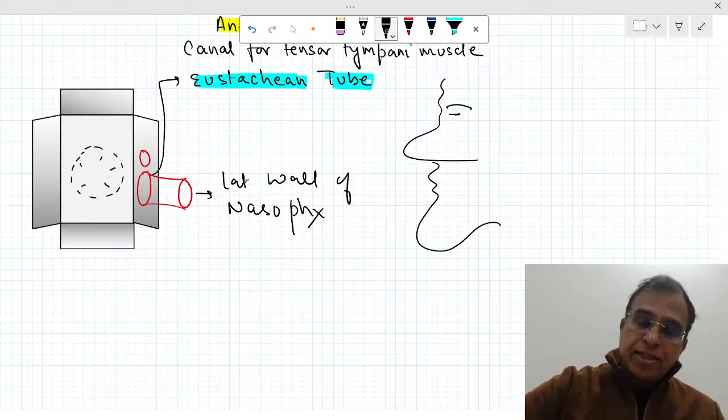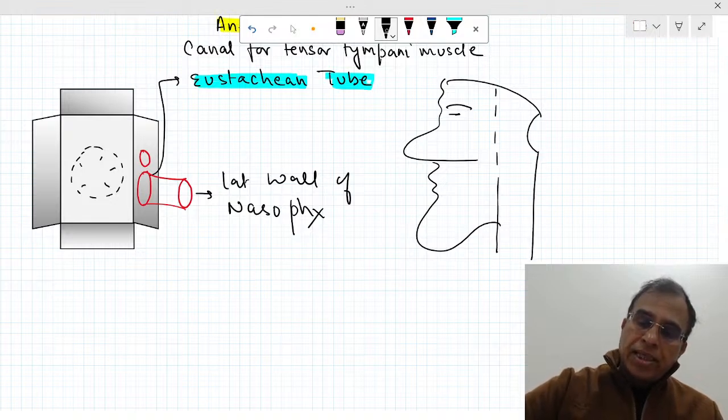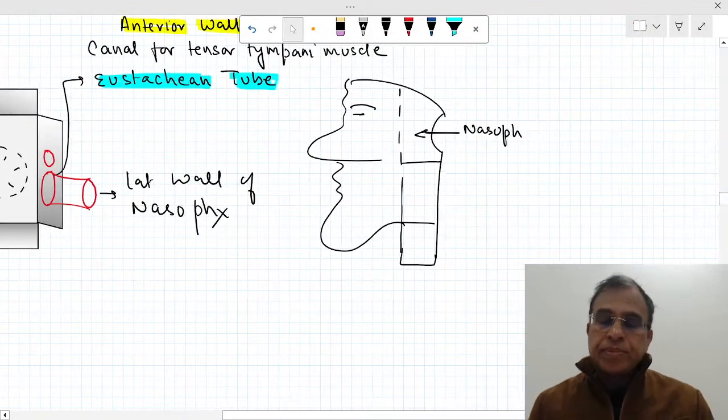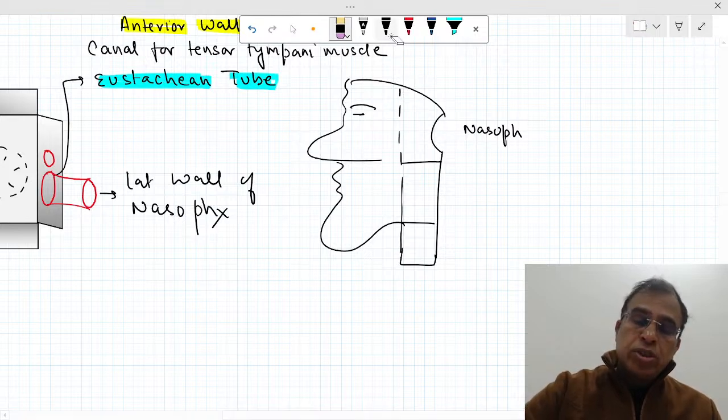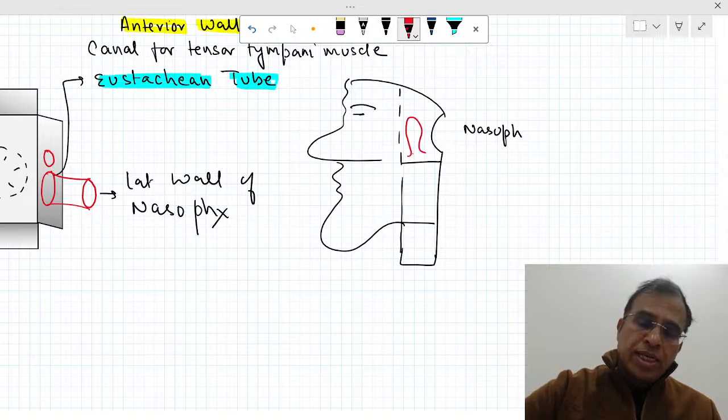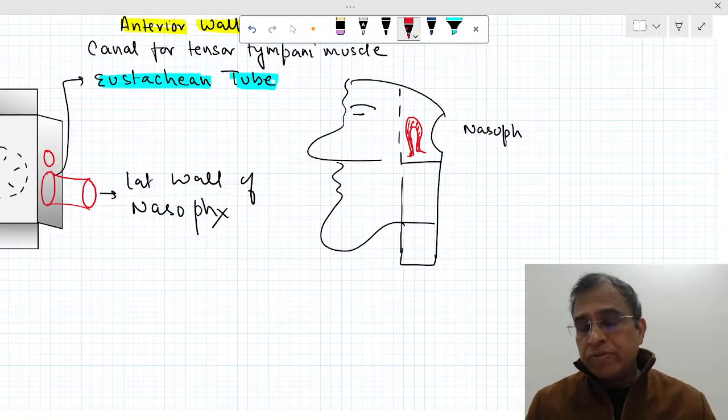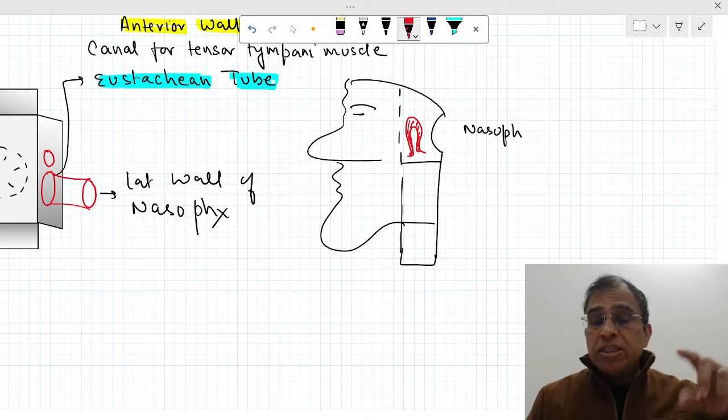I draw the pharynx like this. And this pharynx is divided into 3 parts like this, and this part of the pharynx is called the nasopharynx. And in this nasopharynx, which is behind the nose, you should be able to see the opening of the eustachian tube, which in the nasopharynx looks like this. Something like this.